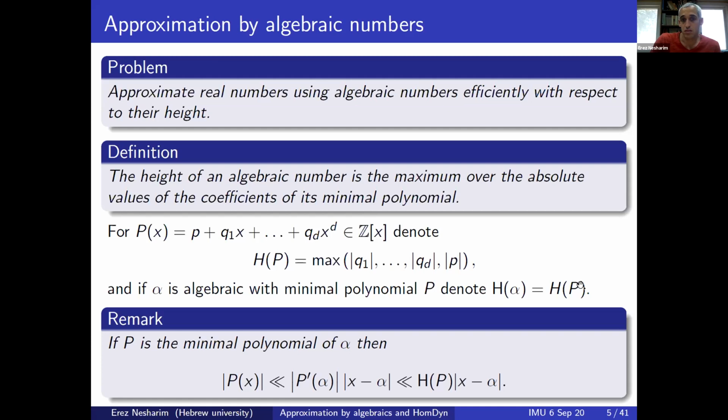So if we think of rational numbers as algebraic numbers of degree 1, then this generalizes the notion of approximation with the rational numbers. Well, it generalizes the notion of the absolute value of the denominator. So here is a remark.